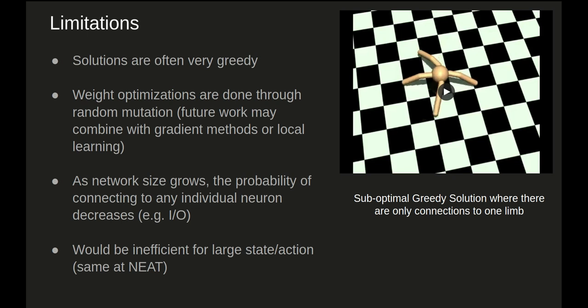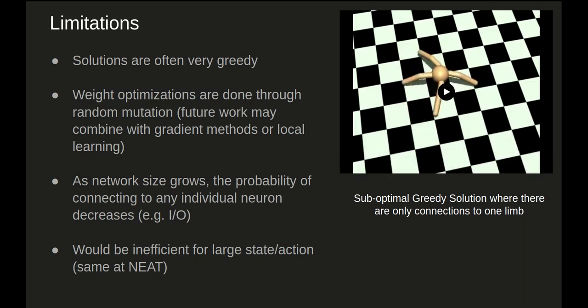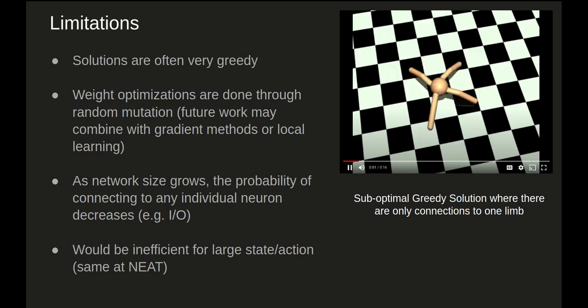So here I want to talk about some of the limitations of the algorithm. I'll play this video here. So the solutions, as you can see on the right, are often very greedy. So this was a suboptimal greedy solution with a relatively bad set of hyperparameters, where the network only connected to a single limb, and it's kind of like inching itself along with that single limb, and none of the other limbs are actually contributing anything.